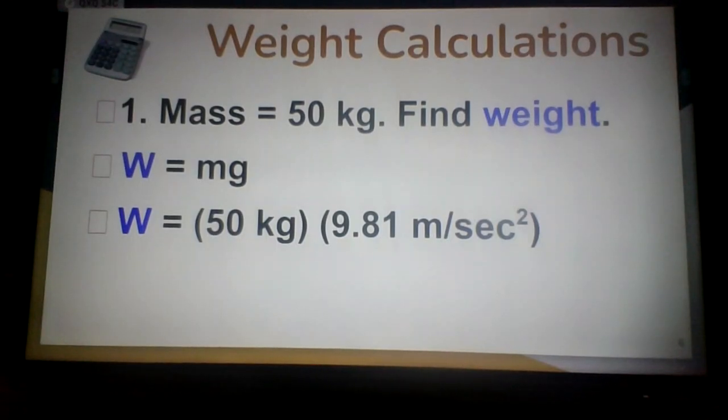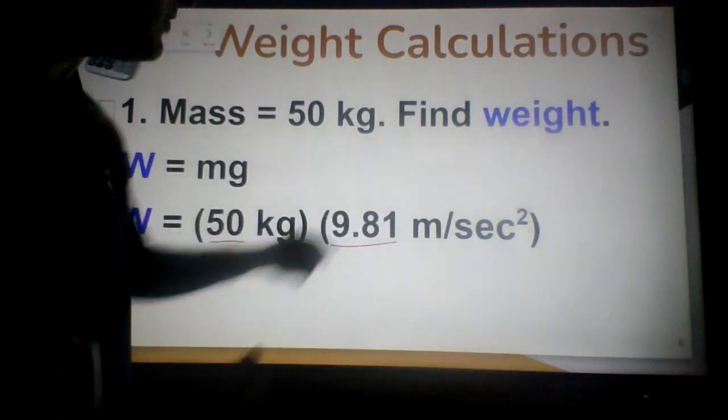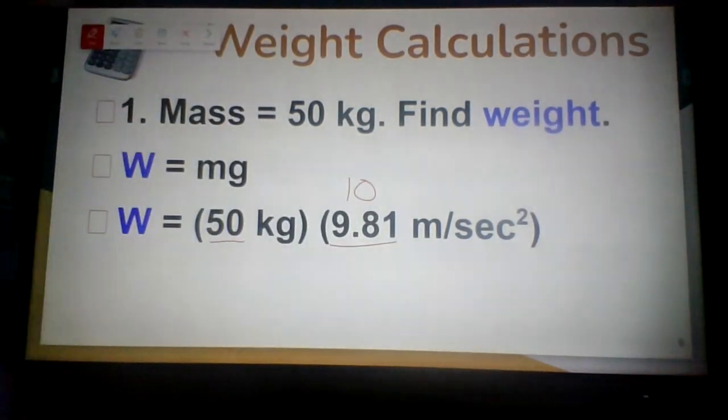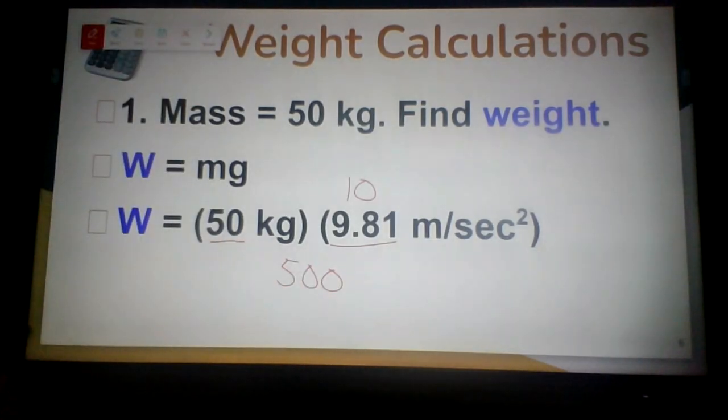Before we multiply, though, we're going to estimate. 50 times, round this number off, we get 10. The reason to estimate is we see what to do, and then we'll know if we did the regular problem correctly. 50 times 10 is 500. So I know that my answer needs to be very close to 500.